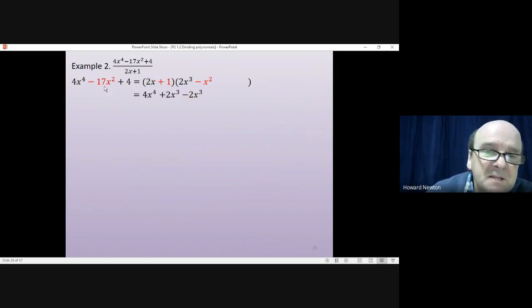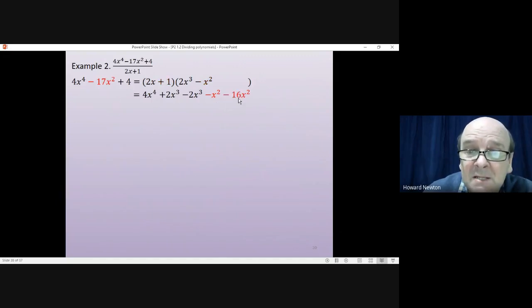Then we move on to the x squared term. So minus 17x squared, that's what I want. First of all, you look at what you've already got. Well, I've got 1 times by minus x squared. So I've got minus x squared. I want minus 17x squared, so I need to take away another 16x squared. And then I'll have minus 17x squared.